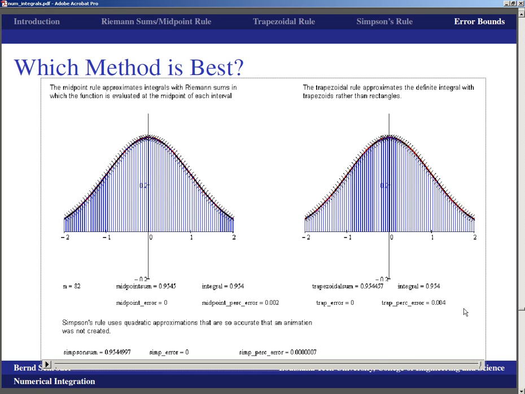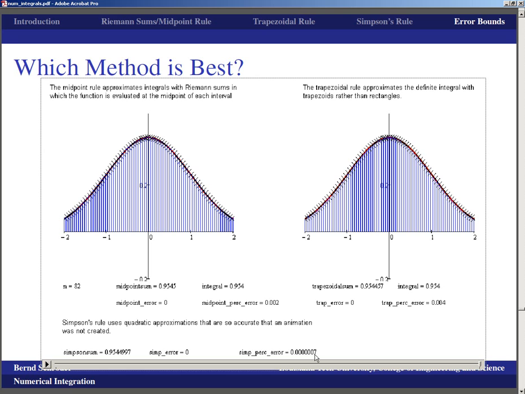82 rectangles. The percentage error for the midpoint rule is 0.002, so it's still visible, at least as a percentage here with 3 digits. Trapezoidal rule percentage error is 0.004. Simpson's rule percentage error is just, I mean, that, okay, it's still there.